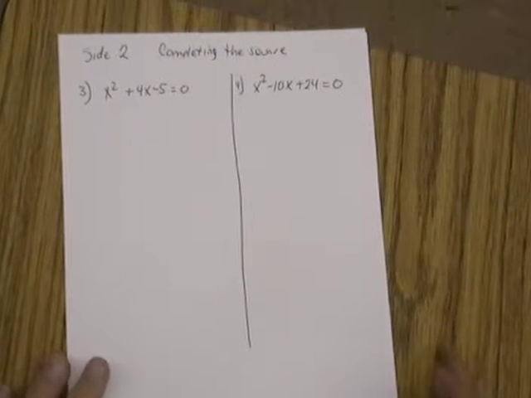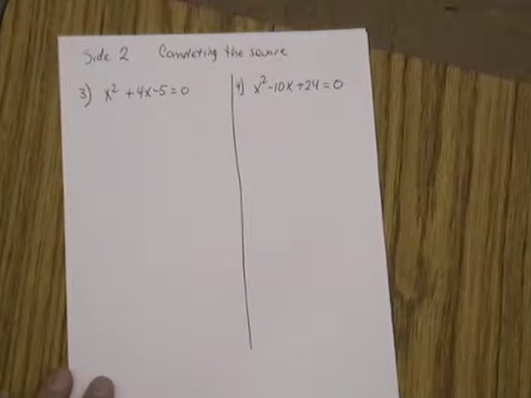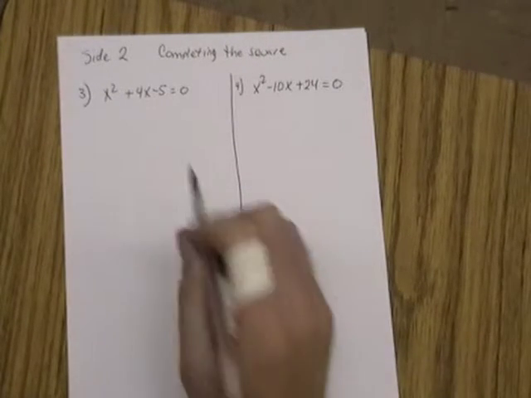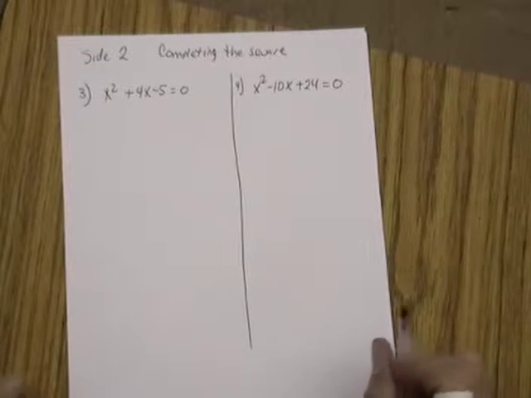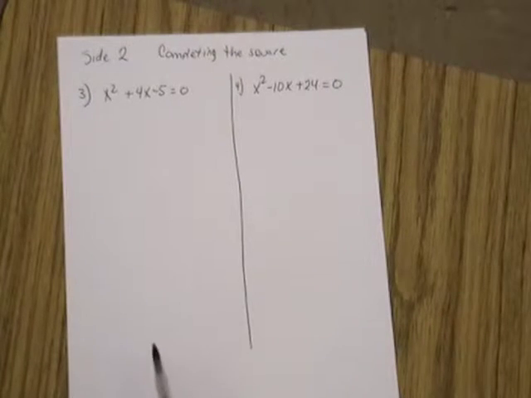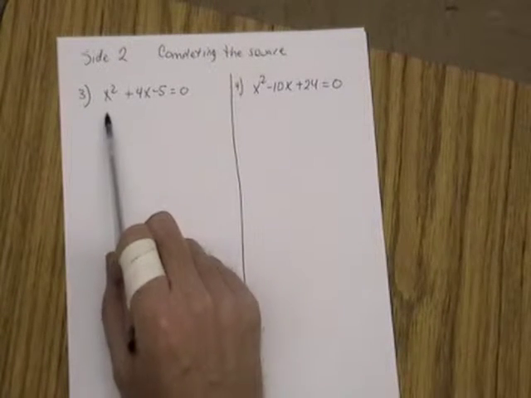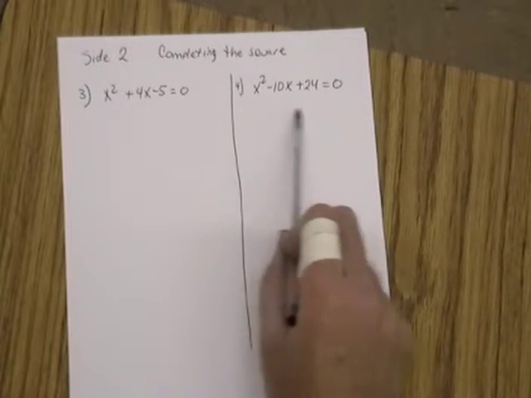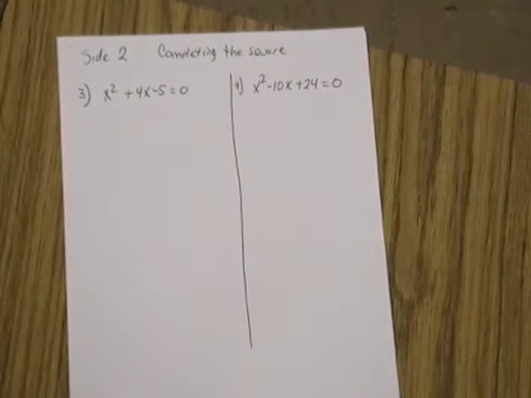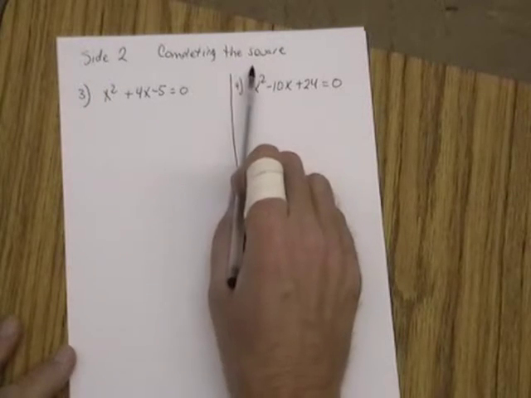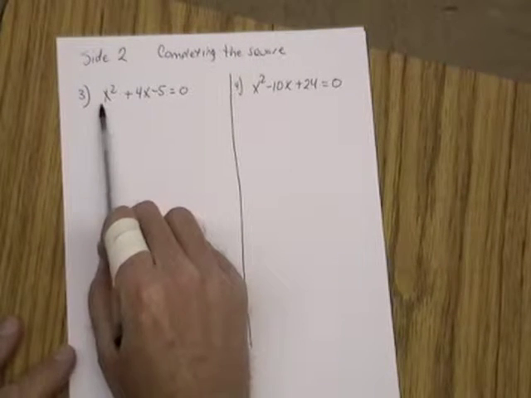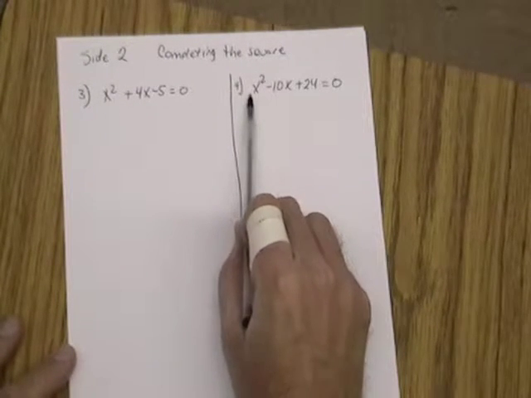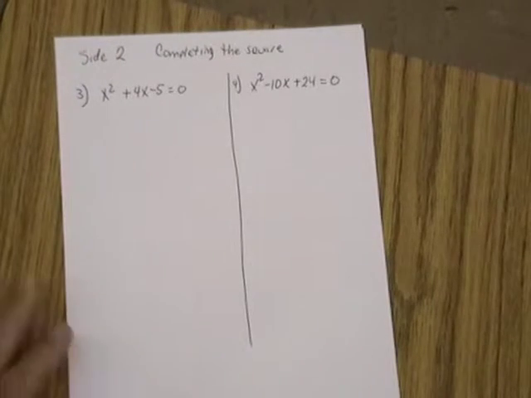Okay, now we're going to deal with side 2, problems number 3 and 4, dealing with completing the square. Completing the square is going to be used to solve these equations to find what values of x make these equations true. And the time to use completing the square is when the leading coefficient is 1. So that will be the best time to use it.